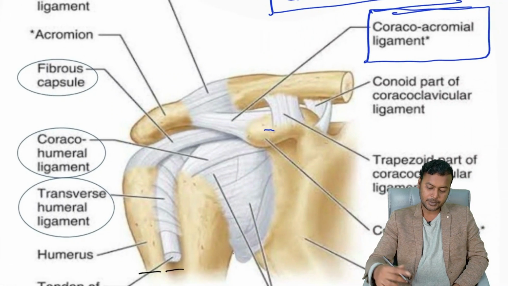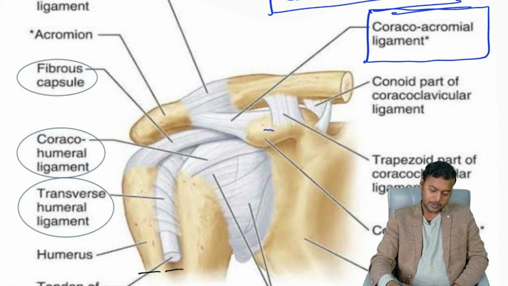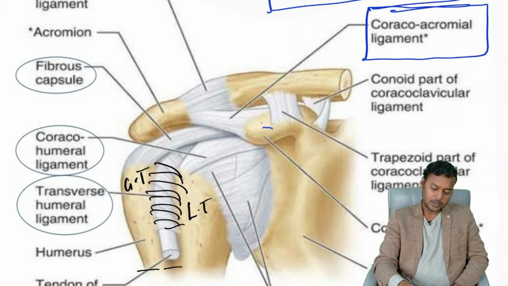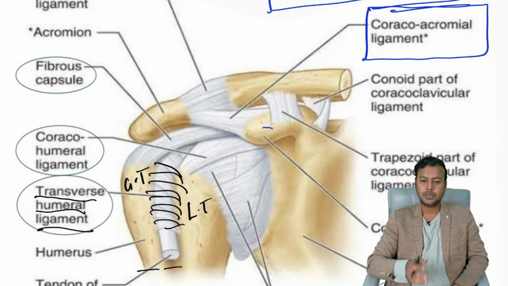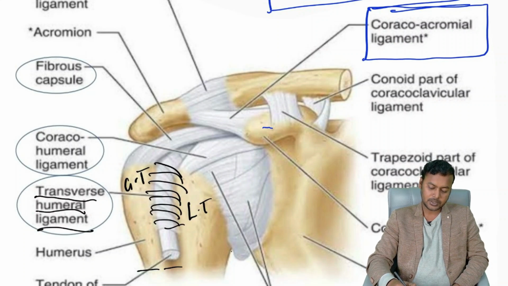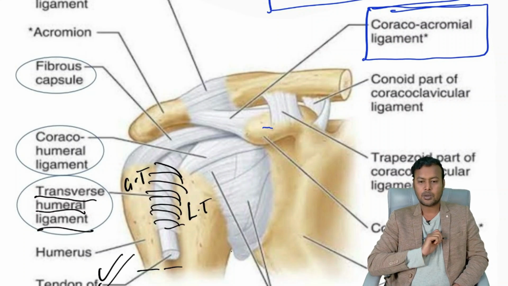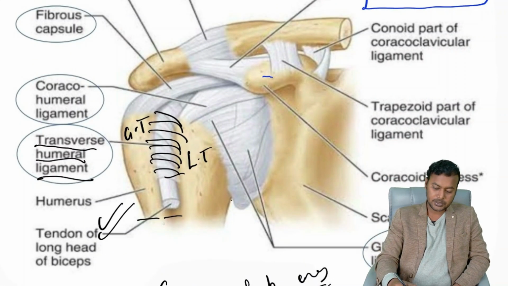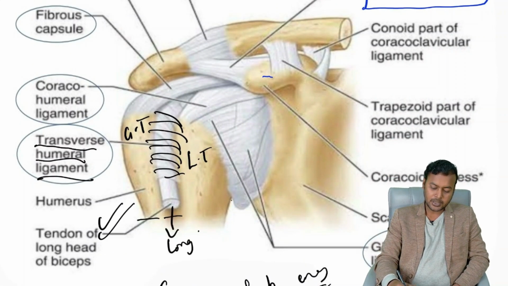So here again you can see, here you have the greater tubercle, the lesser tubercle, and running in between these two are the fibers of the transverse humeral ligament. What? The transverse humeral ligament. And what are they enclosing? They are enclosing the tendon of the long head of biceps. So this is the long head of biceps.